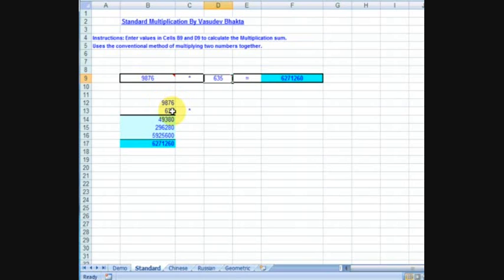Then the top value is multiplied again with 3 tens, which is 30, giving you a value of 296,280. Then the top value is multiplied again with 6,000, giving you a value of 59,256,000. Add all these lines together, giving you a grand total of 59,605,260. This value is also represented here.